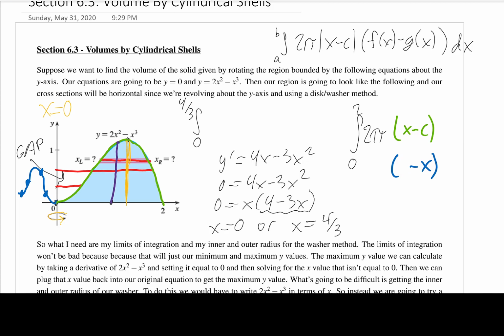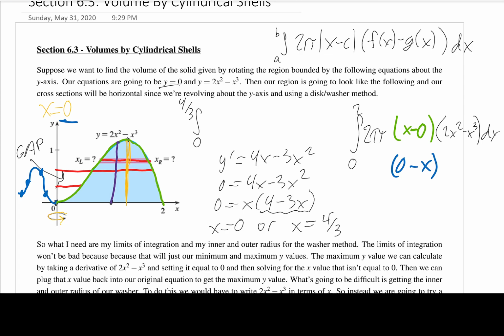And in both of these scenarios, we already know what our c is. It's given right there. So c is going to be 0. And I'll keep on going over this as we see more examples, so hopefully it starts to make more and more sense. And then it's going to be top minus bottom. Well, that's going to be our f of x function. So 2x squared minus x cubed is the top function. And then the bottom function is given by this y equals 0. So then minus 0, so nothing there.